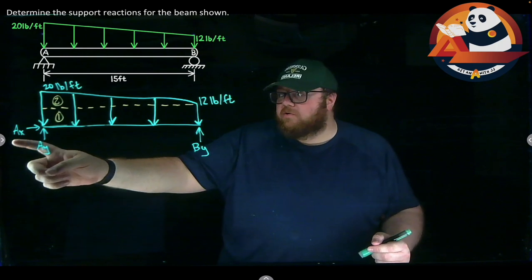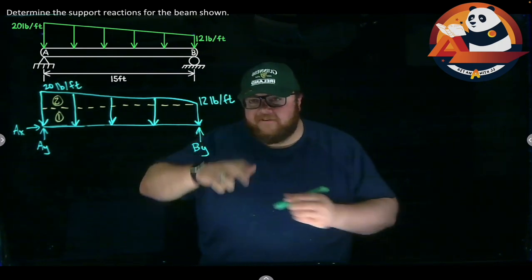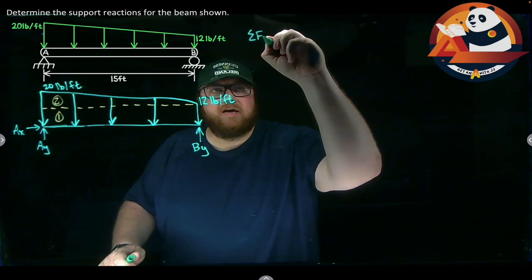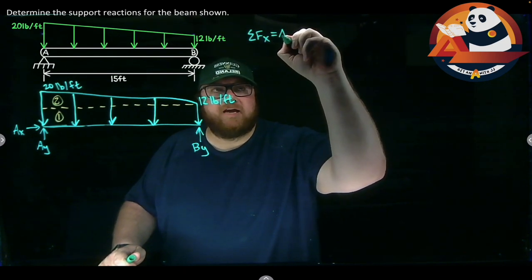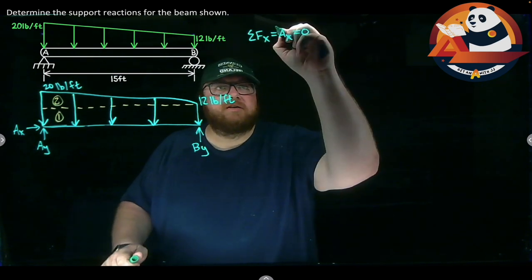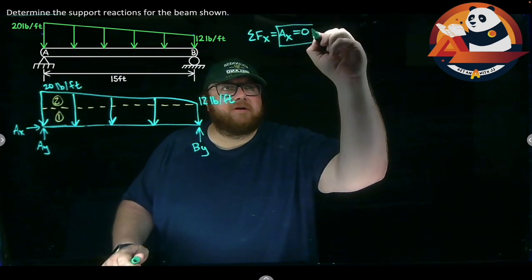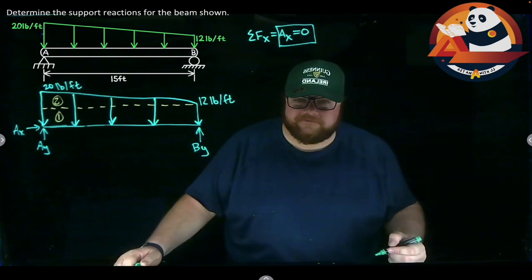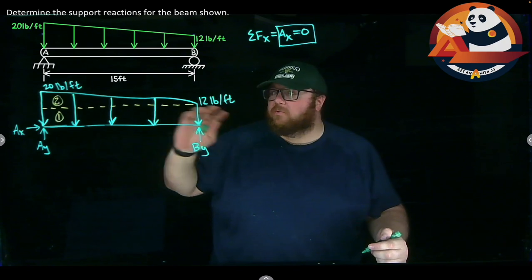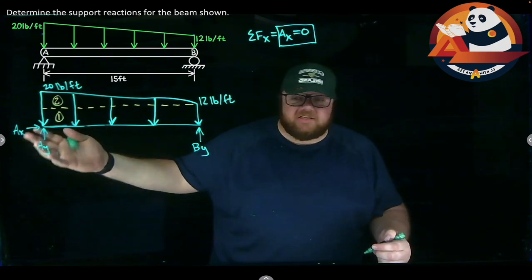So the first thing I could do, I have nothing else in the X. If I sum my forces in the X, even without knowing what to do with my distributed loads, the sum of the forces in the X is AX, and that should get me to 0. It's my only X force in here, which means my first answer can work out to be AX is 0. From here, though, I have AY and BY, two unknowns left in the Y direction. I'm going to have to do moments to find those.